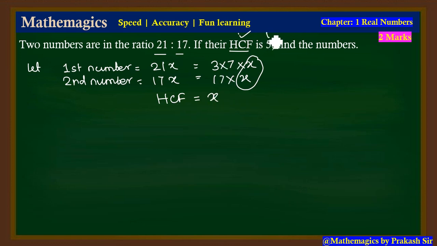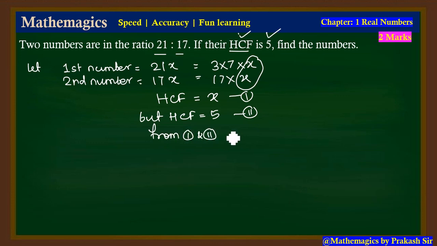But according to the question, HCF is 5. So this is the first equation and this is the second equation. From the first and second, we get that x is equal to 5. It means again we will write the first number is equal to 21x, that is 21 into 5.